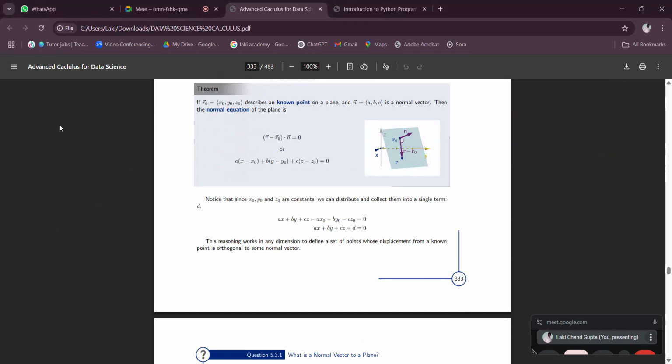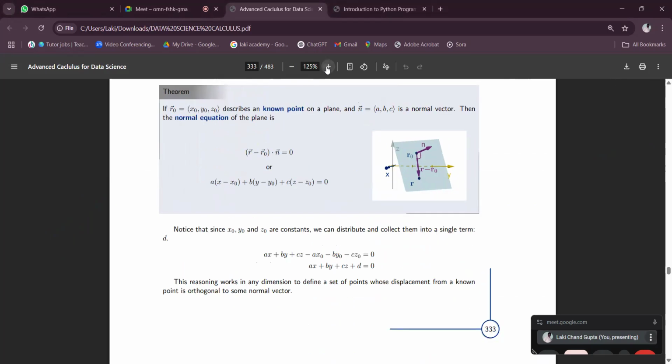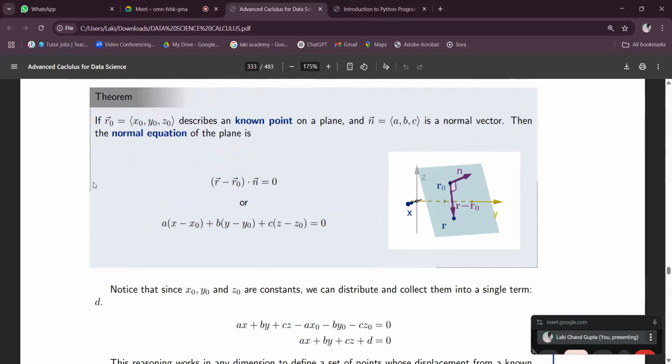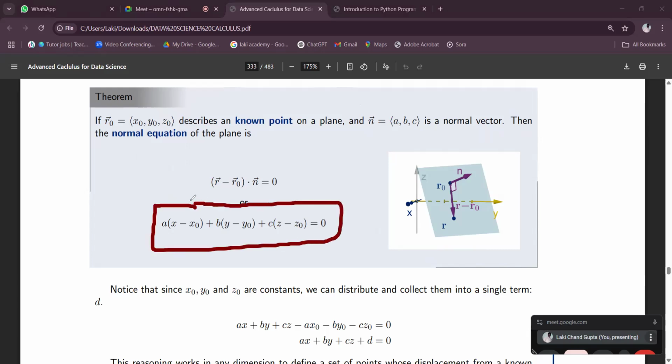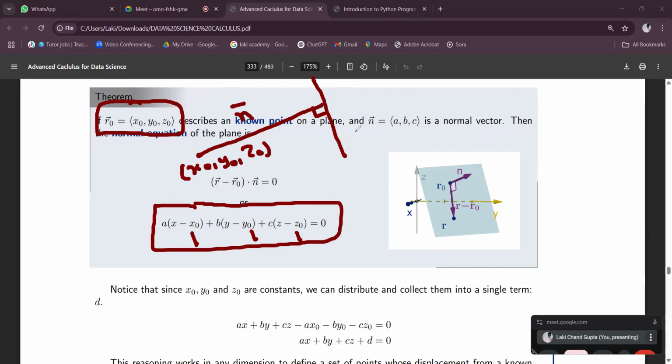See, this is the main formula for finding the normal vector. You can use this formula. What are x0, y0, and z0? This is a position vector, or you can say the point from which the tangent lies, right? This is a point, and it is perpendicular to this plane. And this is the normal vector.